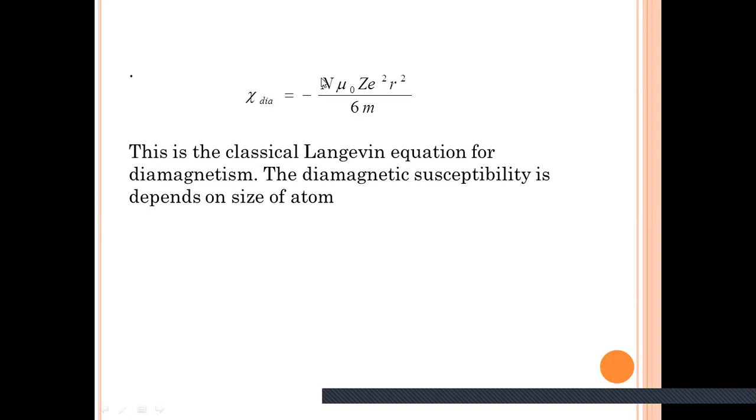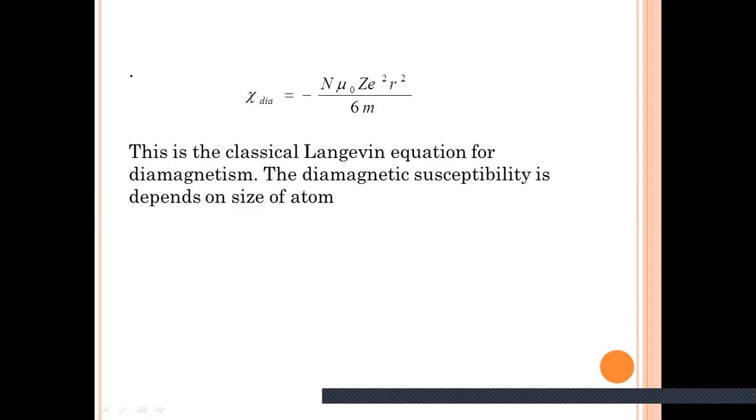Again, here you can see that the susceptibility has a negative value. This negative sign indicates that the diamagnetic material has a negative susceptibility. This means if we apply an external magnetic field to the diamagnetic material, this diamagnetic material repels or opposes the external lines of force passing through it.